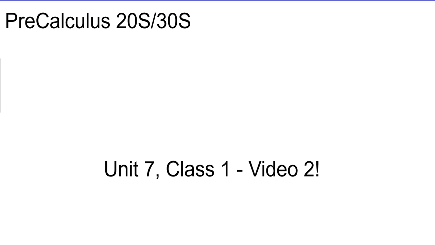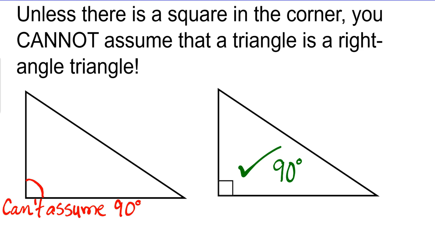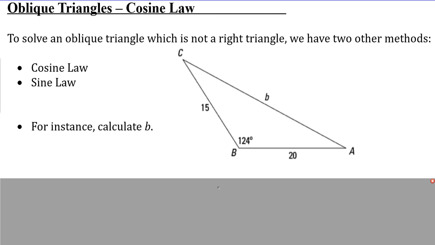We're continuing on with our second video with trigonometry and dealing with triangles. Now, up until now, we've been doing right angle triangles, and as I said, you cannot assume that we have a right angle triangle unless there is an explicit square in the corner. So moving forward, the question is, if I can't use SOHCAHTOA, what can I do? That introduces the first of our possibilities. We're going to be looking at the cosine law in this video.